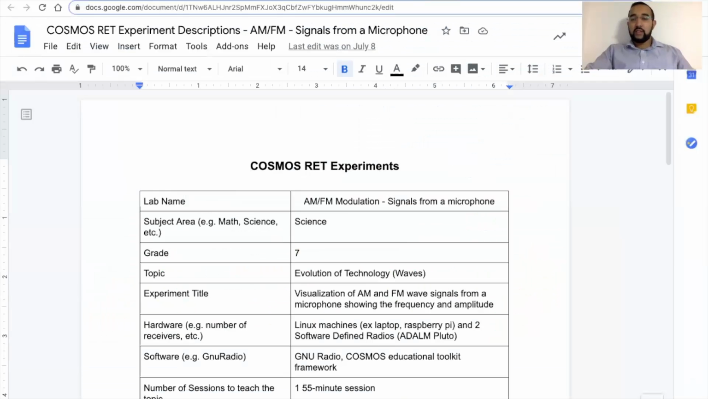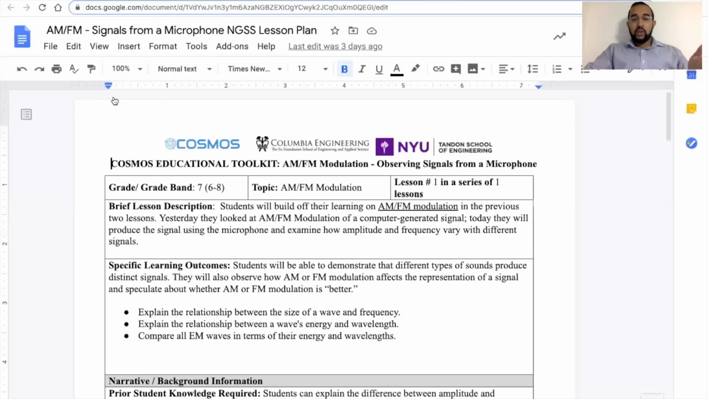So this is a teacher's guide. You have your lesson plan, with all the details, lessons, and instructions. So what is this lesson about? This lesson explains the relationship between the size of the wave and the frequency, and it explains the relationship between the wave's energy and the wave's length, among other things.